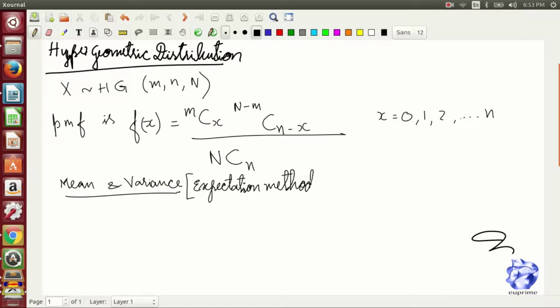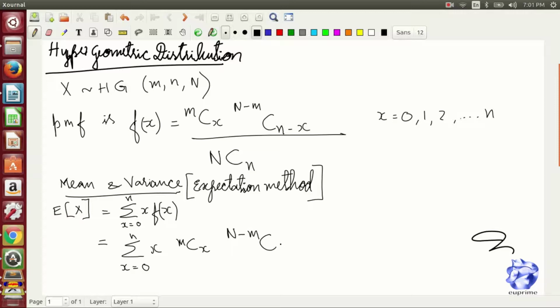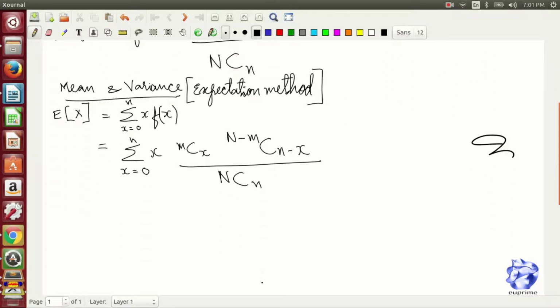Now let us calculate the central tendencies such as mean and variance using the expectation method, where expectation of x is given by x into the probability mass function, which is summed over x, which varies from 0 to n. Substitute the probability mass function and simplify it. This simplification takes some time.